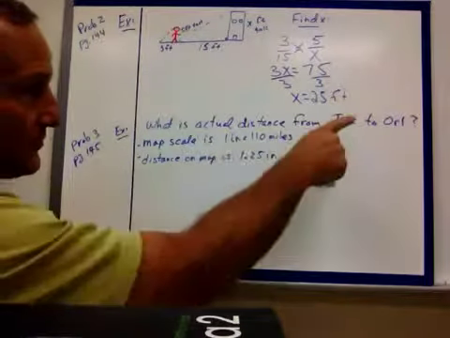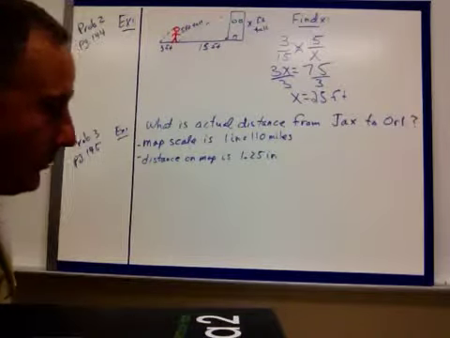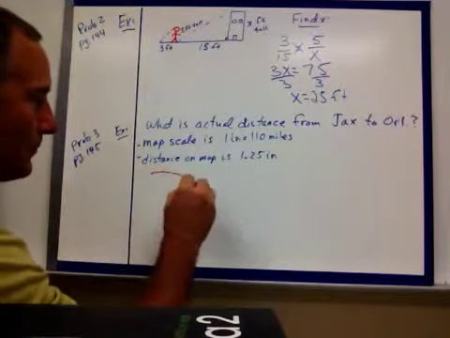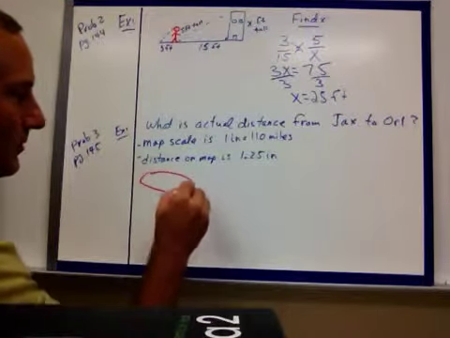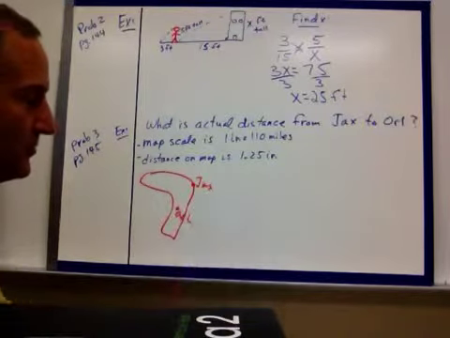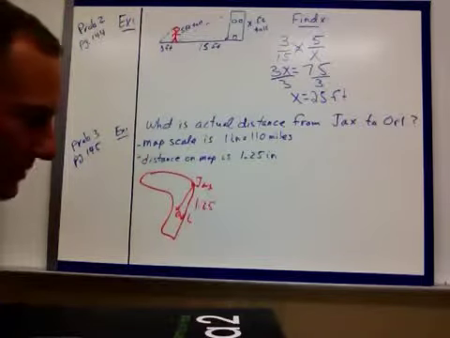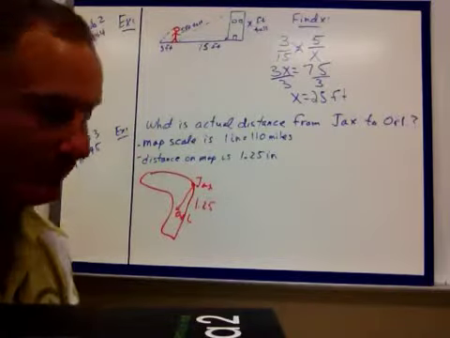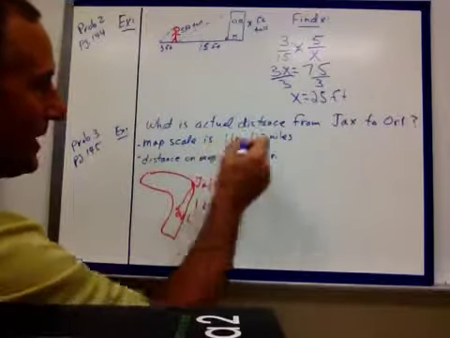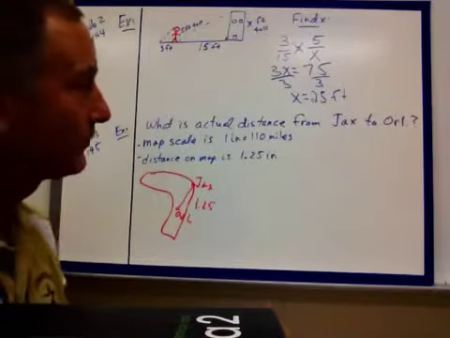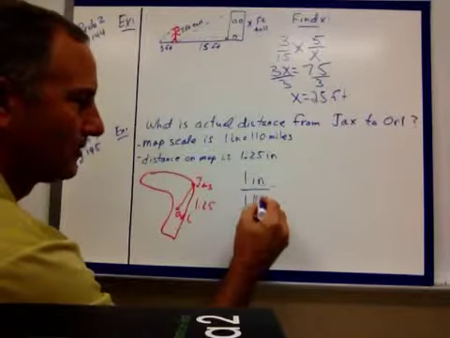When we measure from Jacksonville to Orlando on our map, we get 1.25 inches. If you think about it, you've got Florida laid out here. Here's Orlando. Here's Jacksonville. I know, that's a good drawing. We measured this distance right here to be 1.25 inches. So we want to set up a proportion to figure out the actual mileage. Our map scale gives us the ratio that we know: 1 inch represents 110 miles.